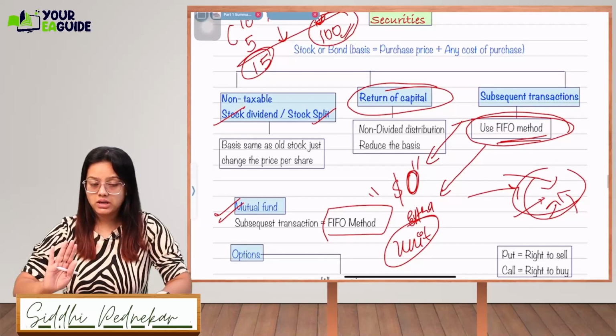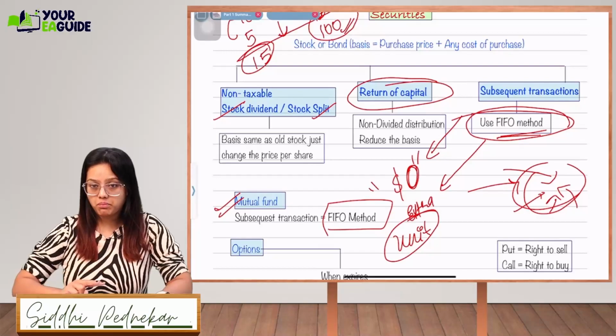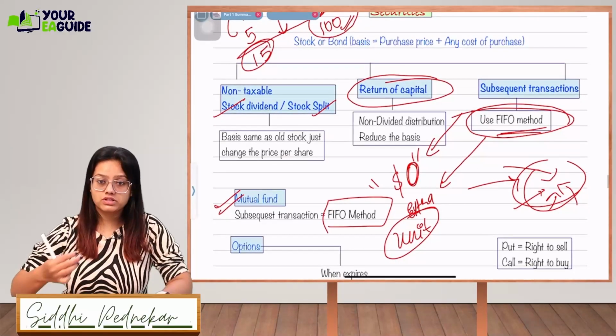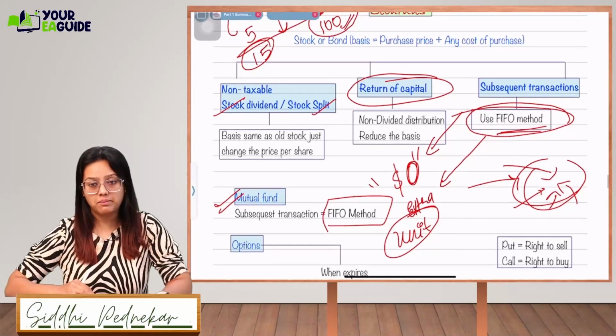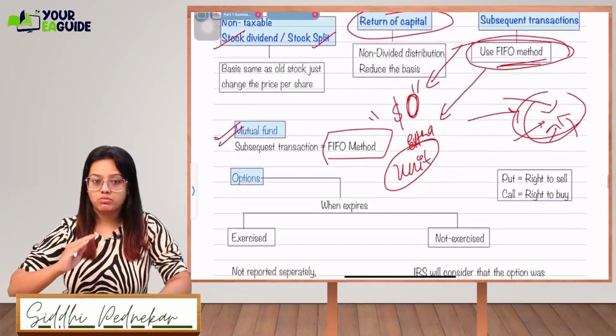So just understand the importance of stock dividend, stock split, and return of capital. If you receive a non-dividend distribution which is more than your capital, it will be capital gain. That's it. That much is important, not more than that.